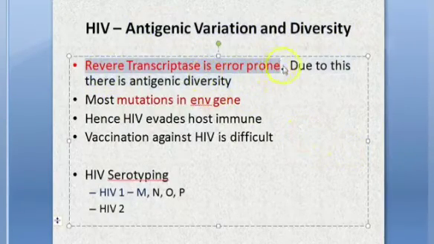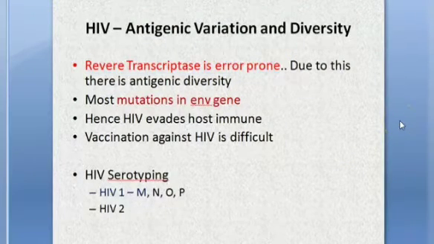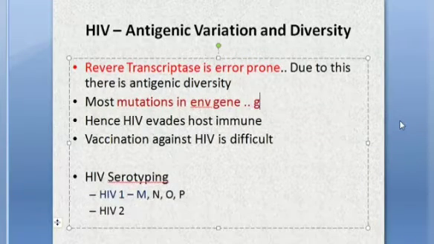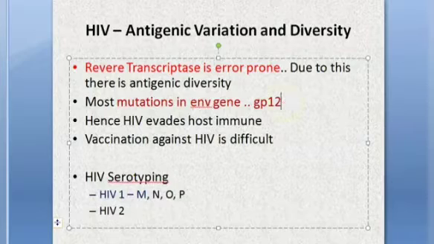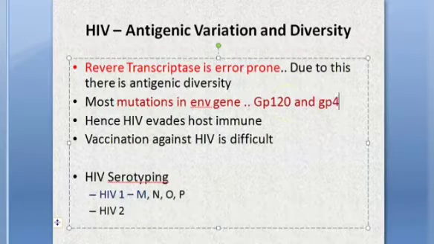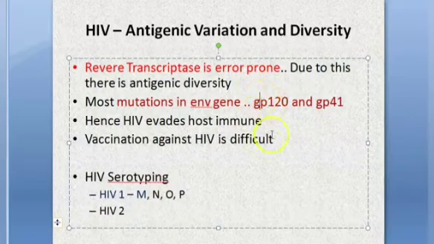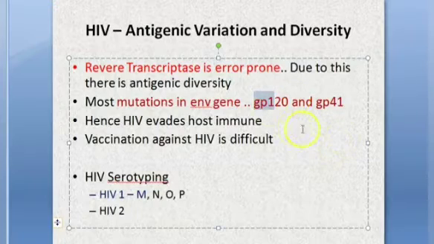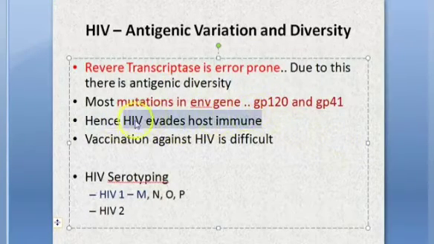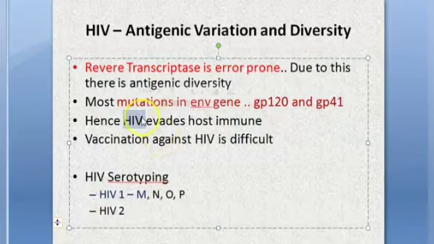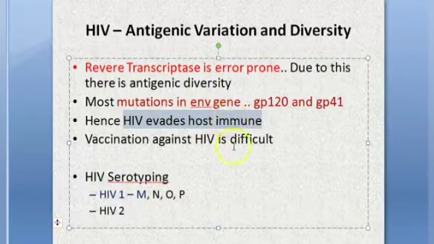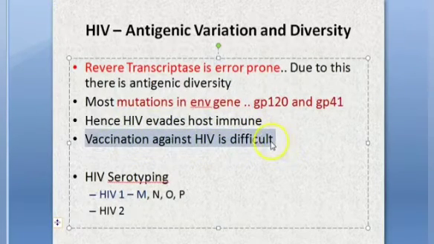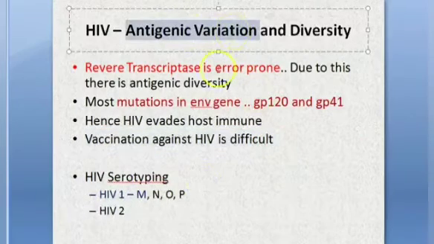So basically reverse transcriptase is error prone. There can be antigenic diversity. The most mutations are in the envelope gene. That makes what? GP120 and GP41, correct? These are the ones that will change so much. So the envelope looks so different, the antigens look so different. So the HIV virus evades human immune response. When somebody says HIV virus, people get irritated because V is already in virus. That's fine. Don't break your head so much. HIV evades host immune response. Now vaccination against HIV is difficult because of this antigenic variation.